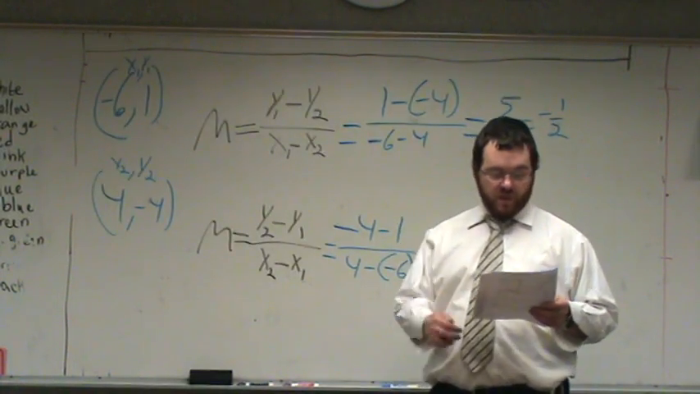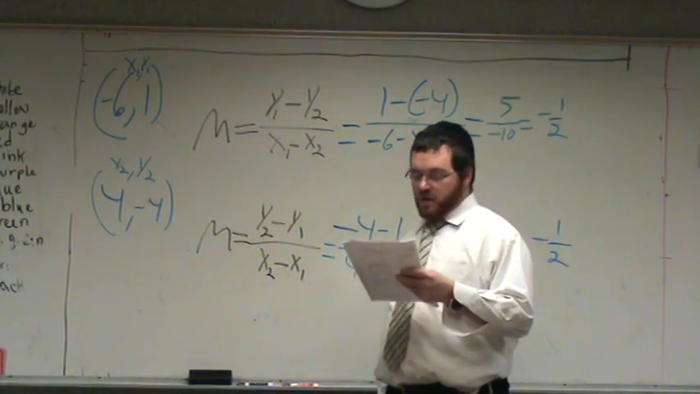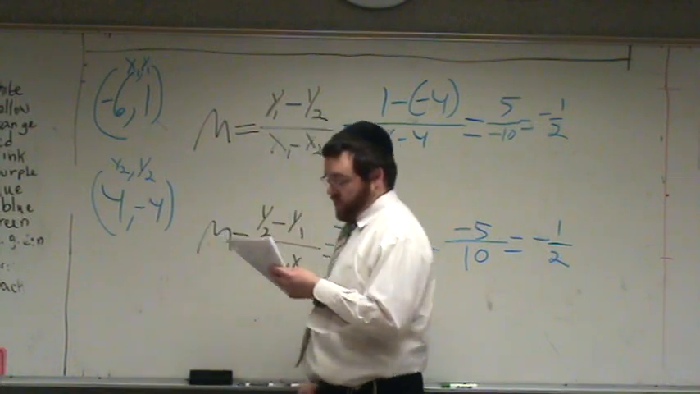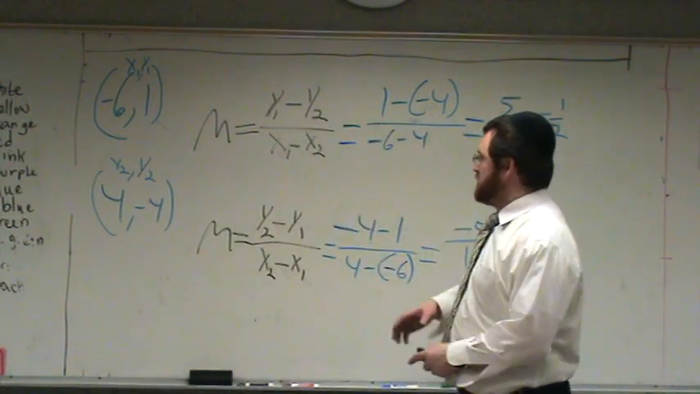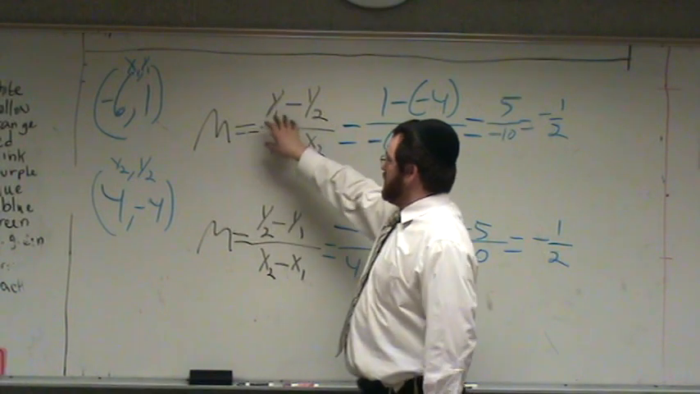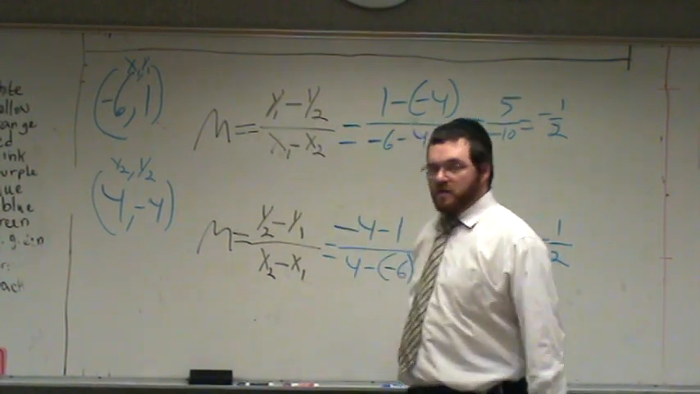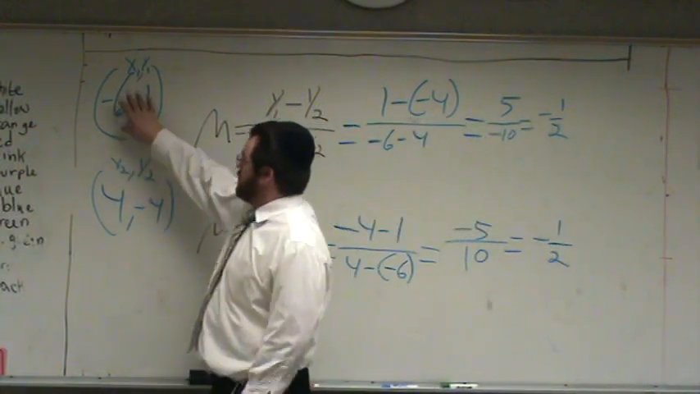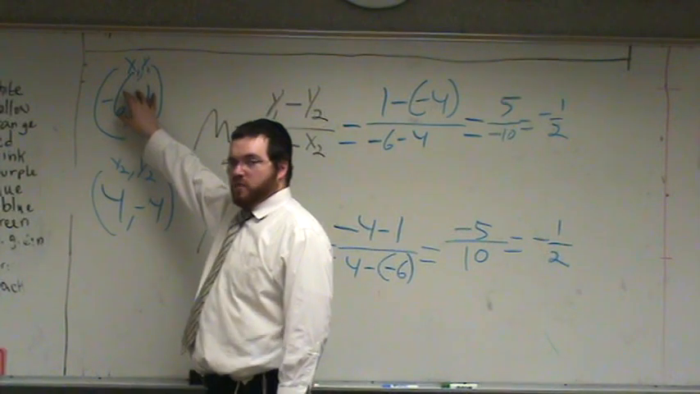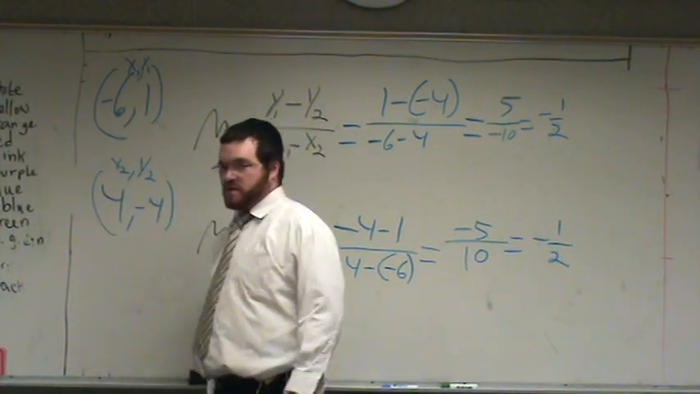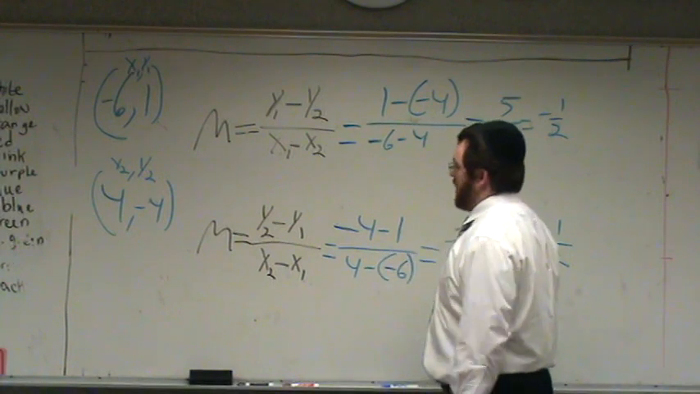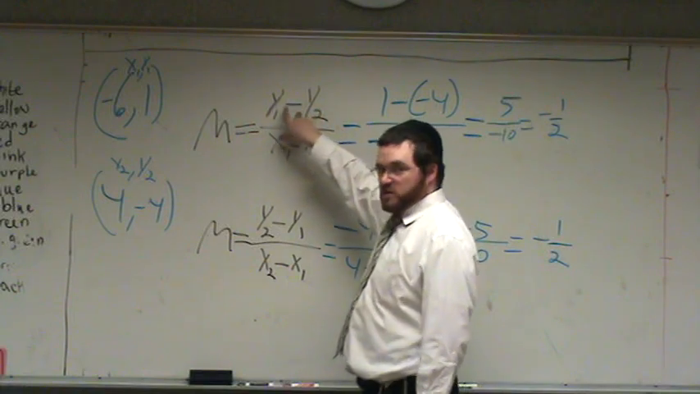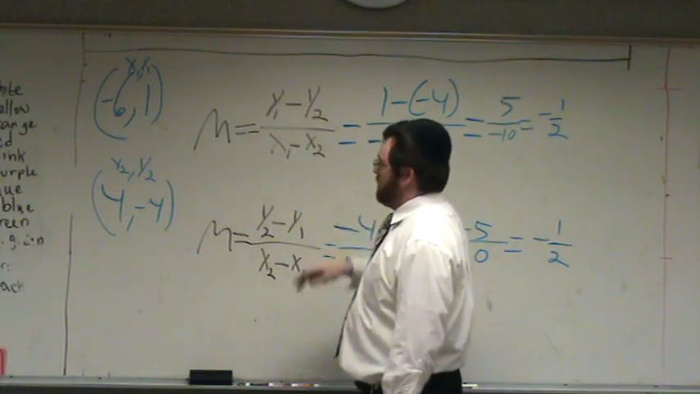Question 20. What is the slope of a line that passes through points (-6, 1) and (4, -4)? Well, we know that a slope is equal to the change of y divided by the change of x. So the way to work that out is you pick one point and make that point x1, y1, and the second point x2, y2, and the change in y is y1 minus y2 over the change of x, which is x1 minus x2.